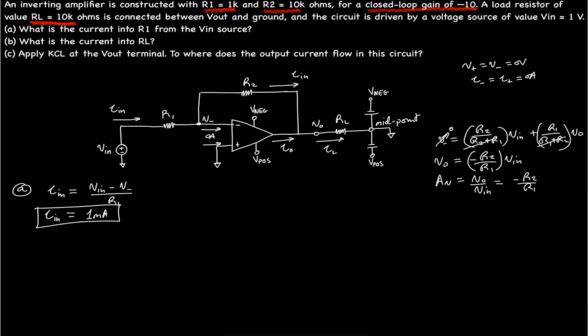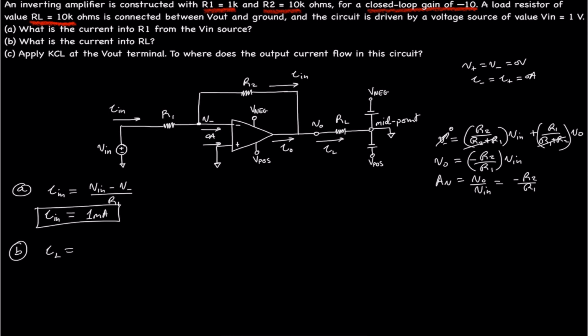So the current through R1 is equal to 1 milliampere. We then go ahead and check for the current through RL, which is the load current. So IL for load is equal to the output voltage. If we can find the voltage across RL divided by RL, we get the current IL. We know the voltage at Vout, and we know the midpoint between the power supply voltage is ground because the load connects to ground.